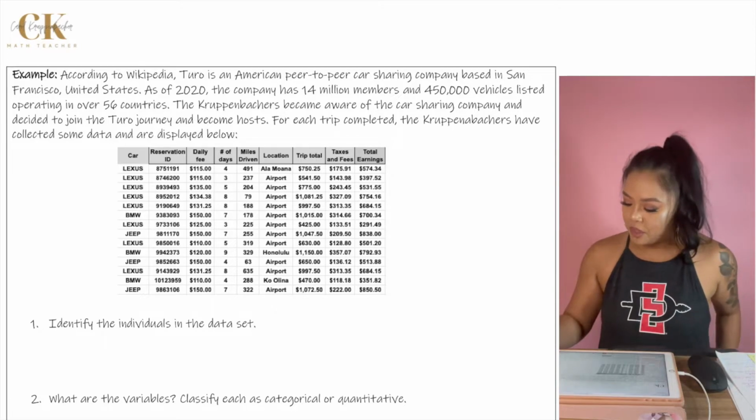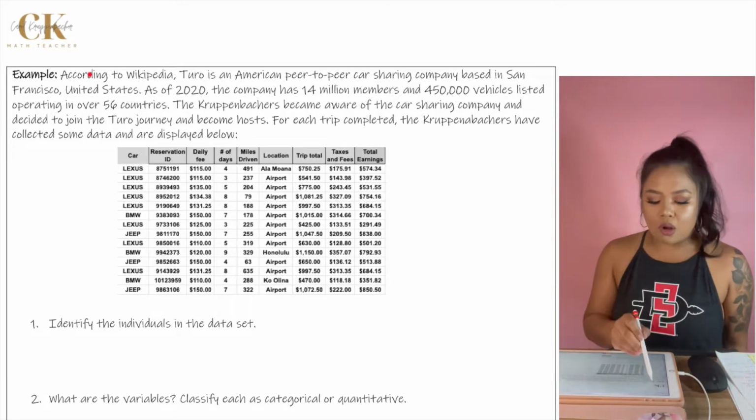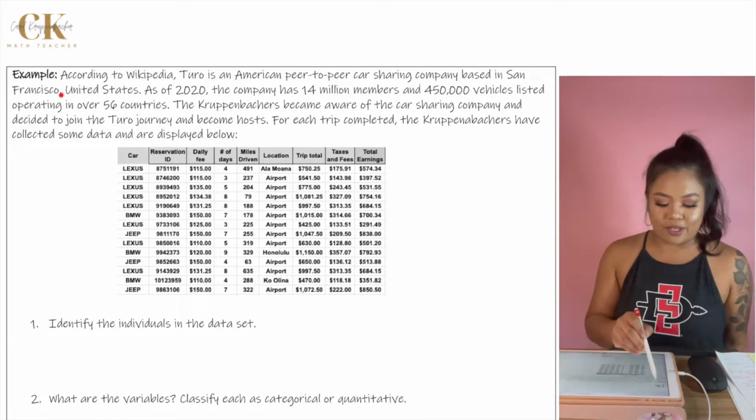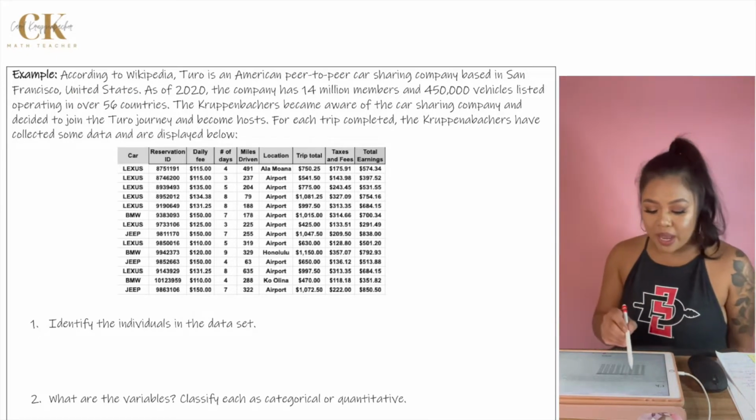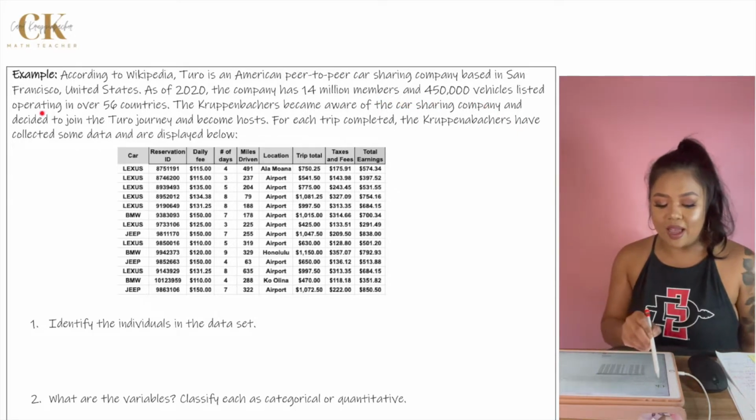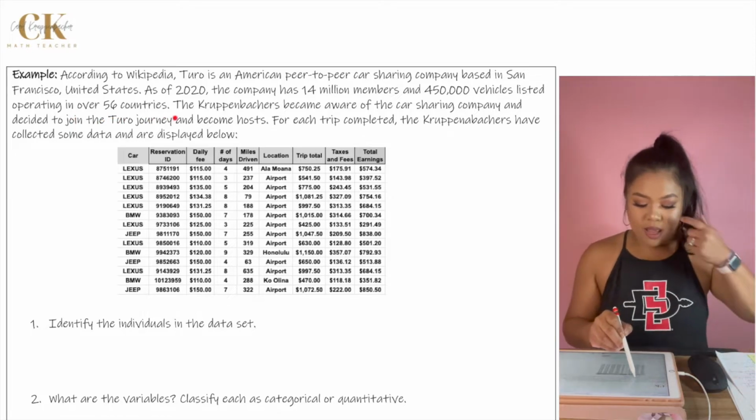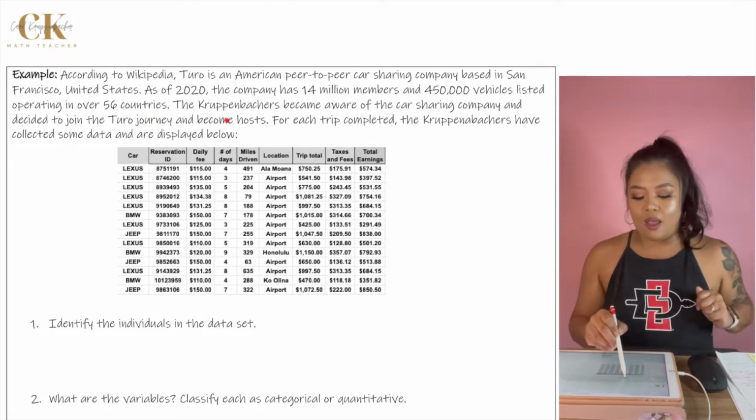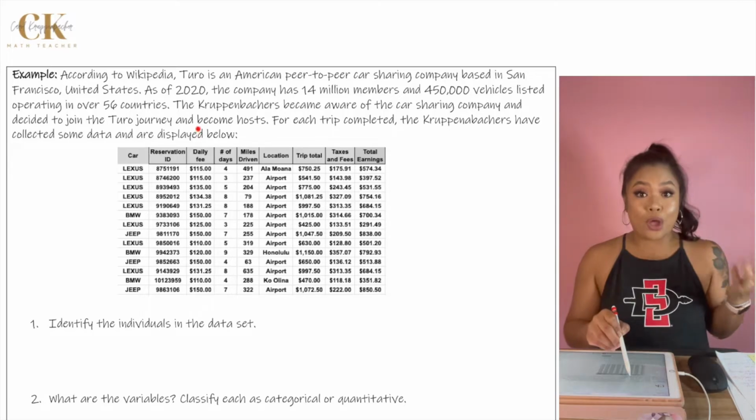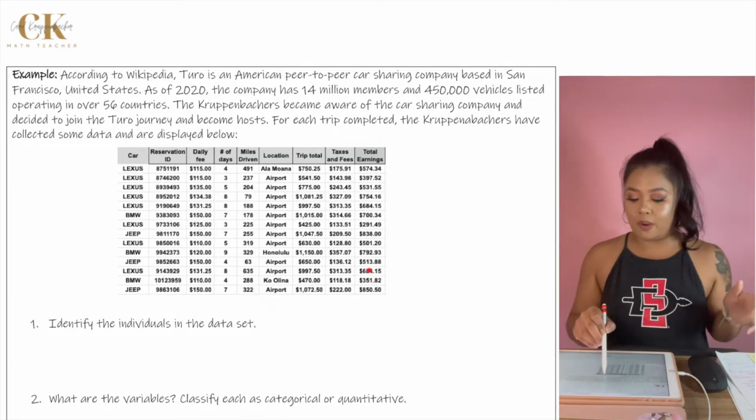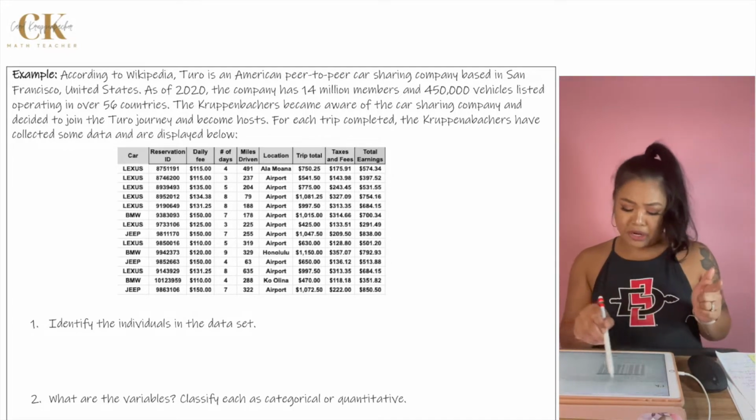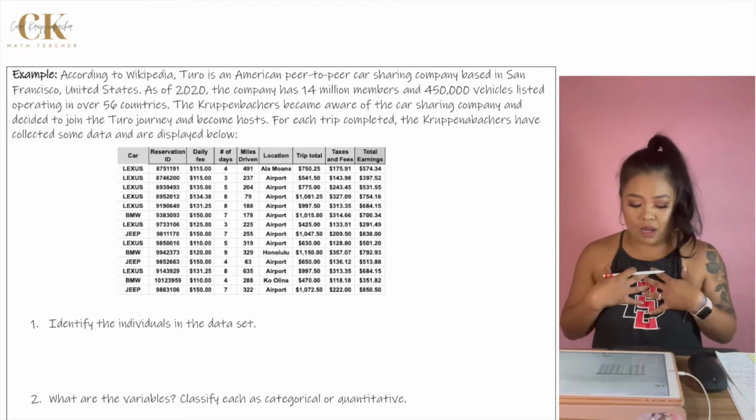But let's read. So example number 1. According to Wikipedia, Turo is an American peer-to-peer car-sharing company based in San Francisco, United States. As of 2020, the company has 14 million members and 450,000 vehicles listed, operating in over 56 countries. The Kruppenbachers, okay, me and my husband, became aware of the car-sharing company and decided to join the Turo journey and become hosts. For each trip completed, the Kruppenbachers have collected some data and are displayed below. So this table right here has data that I collected on trips completed.